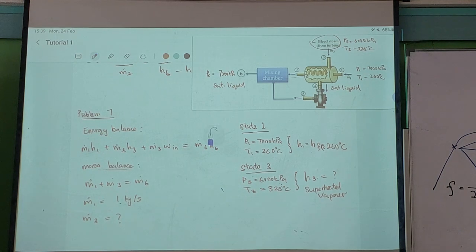Okay, so far we have the value for M1. We have H1. M3 we don't have, H3 we have. M6 we know that this is just M3 plus M1. So then H6, do we have the value? So H6 we also have the value, right?